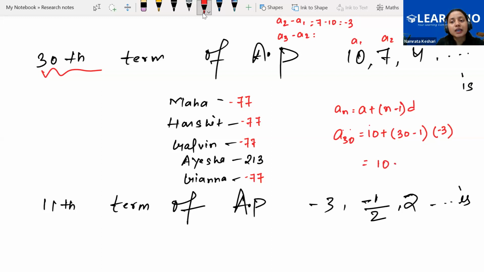10 plus 30 minus 1 is 29, into minus 3. BODMAS says first do the multiplication, then think about addition and subtraction. So 29 into 3 we will do, and that will have a negative sign. 9 threes are 27, 7 carry 2, 3 twos are 6, plus 2 is 8, so 87. 10 minus 87 we are having. When we do the subtraction, we get minus 77. Getting it, Aisha?